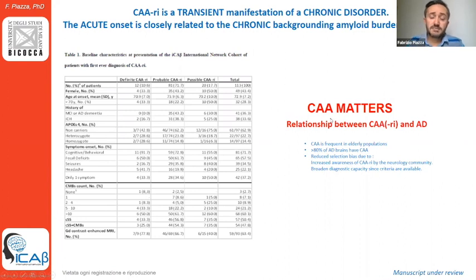And this is not surprising because it is well known that there is a relationship between CAA and Alzheimer's disease. And I would like to remind you that CAA is very frequent in the elderly population, but is also found in almost all patients with Alzheimer's disease on pathology studies. So it's not surprising that our patients are also Alzheimer's disease patients. And this means that the severity of CAA is a potential risk factor also for ARIA-like events.